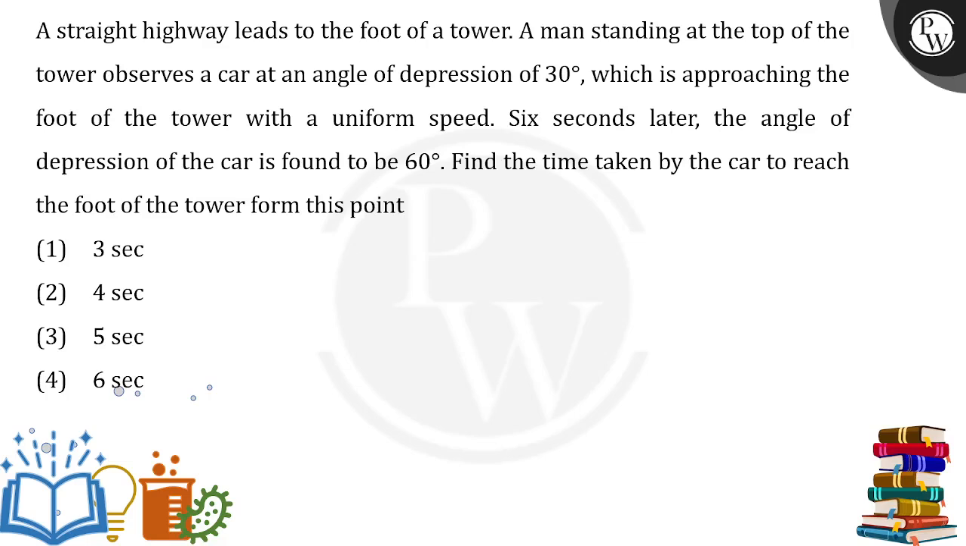This question says a straight highway leads to the foot of the tower. So we have a highway like this, which is leading us to a tower. This is the tower. A man standing at the top of the tower observes a car at an angle of depression of 30 degrees. So depression would be there.